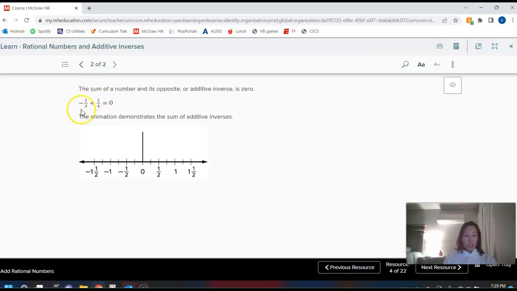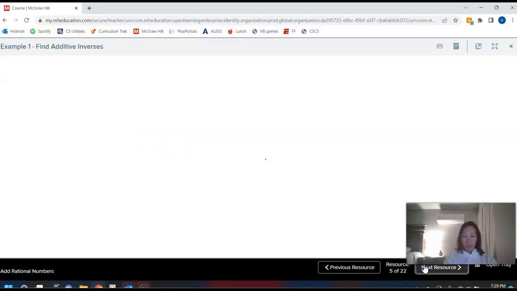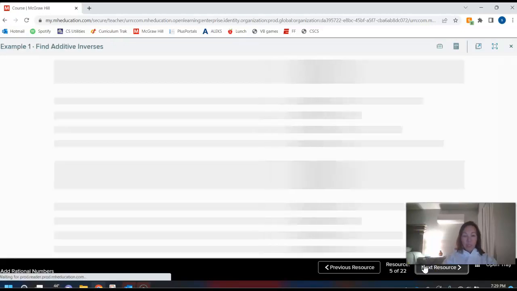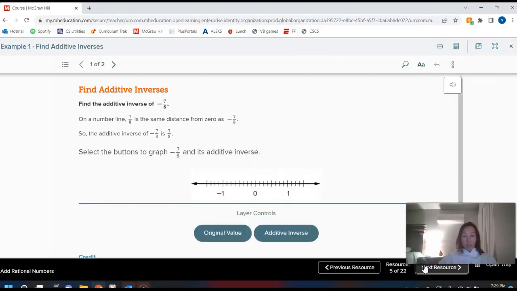If I add a number and its opposite, another term for opposite is additive inverse. When we add those, we get 0. So if I have negative 3/4 and a positive 3/4, they equal 0. Now if you want to find the additive inverse of negative 7/8, it would be positive 7/8. Good job.